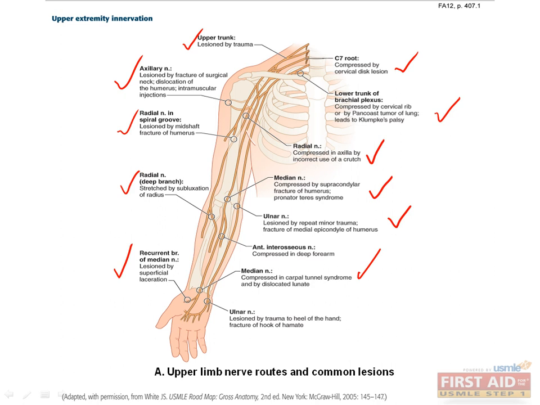More distally, the ulnar nerve can be lesioned when it is just beyond the wrist, or it can be lesioned by trauma to the heel of the hand or a fracture of the hook of the hamate, both of which we'll discuss in a moment. Don't confuse the lunate and the hamate in relation to the median and ulnar nerve injuries, respectively.